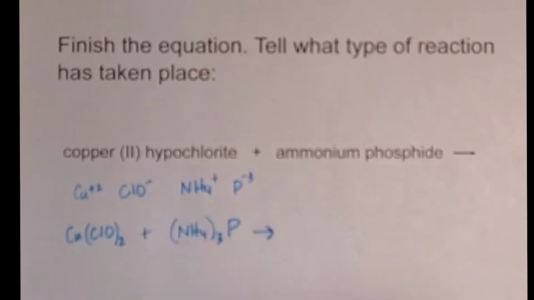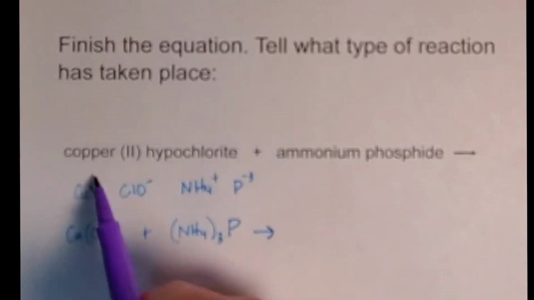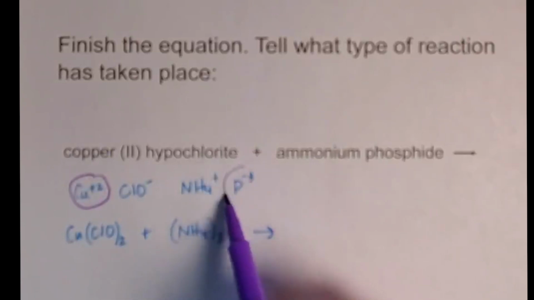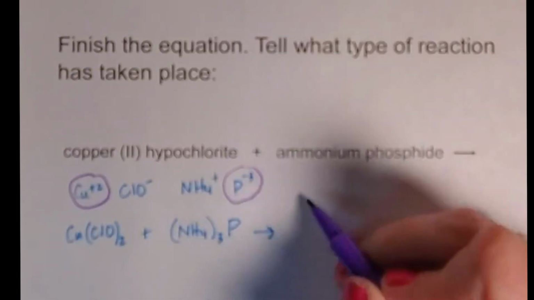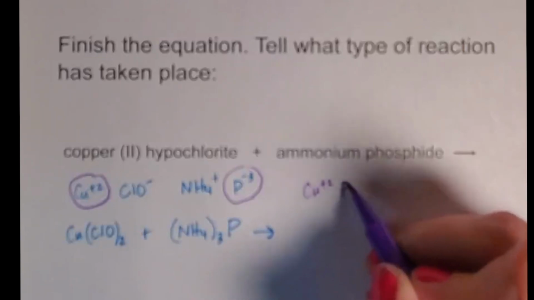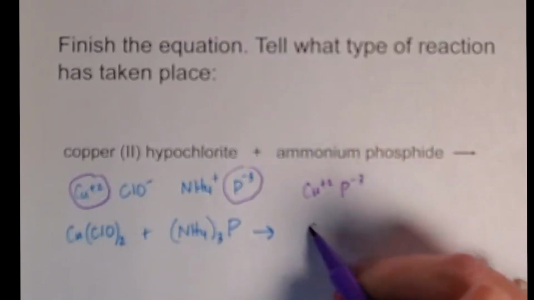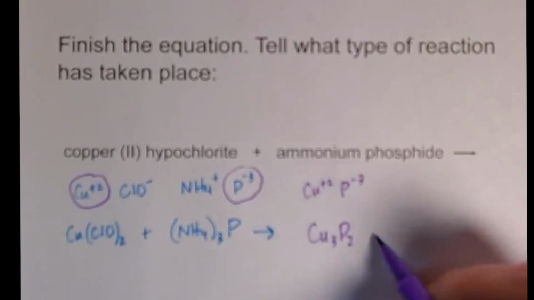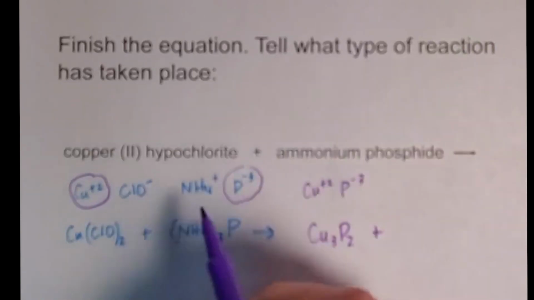Now, for the right-hand side of the equation, reminder that we put the positive with the negative and the positive first. So the copper is going to bond with the phosphorus. Copper is a plus 2, phosphorus is a minus 3, and we switch the charges, getting Cu3P2. So those two are gone.